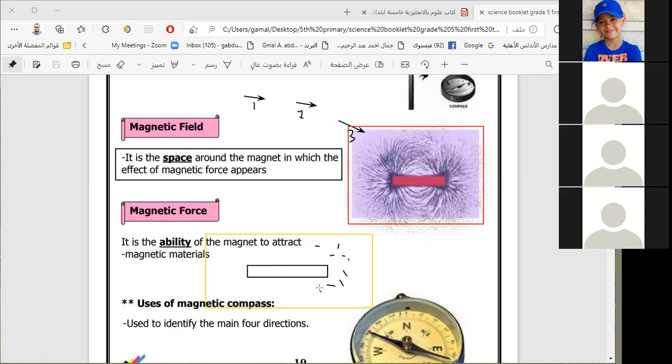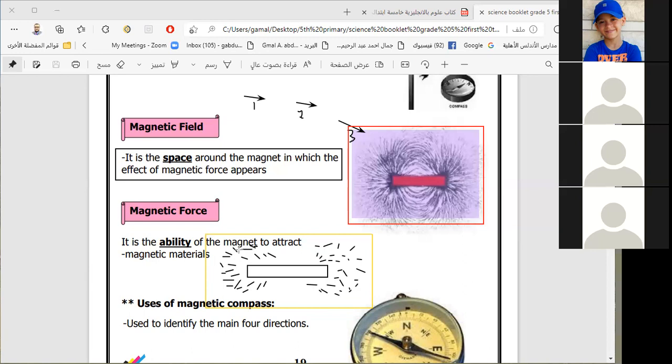You knock on the glass sheet, and you will see that the iron filings are arranged in a certain direction. They are attracted to the 2 poles more than the middle. And you can see the drawing of the magnetic field. So this area around the magnet, in which the iron filings are attracted to the magnet, is called the magnetic field.